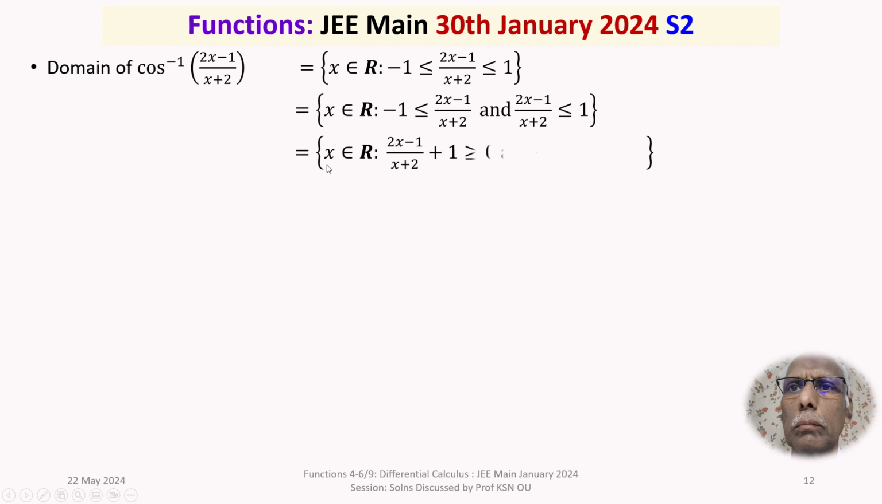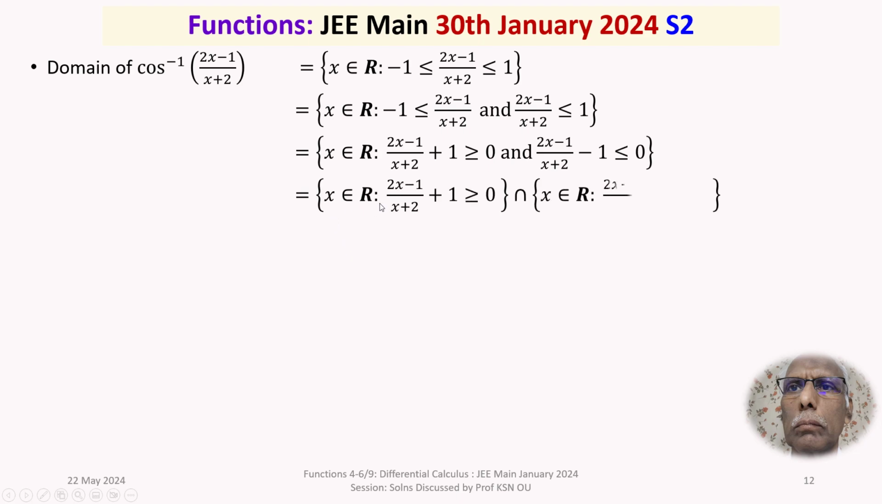This is the set of all those x belongs to R such that (2x minus 1) by (x plus 2) plus 1 is greater than or equal to 0, and (2x minus 1) by (x plus 2) minus 1 is less than or equal to 0. Because this is the intersection, you have to consider x belongs to R such that (2x minus 1) by (x plus 2) plus 1 is greater than or equal to 0, intersection with the set of all those x belongs to R such that (2x minus 1) by (x plus 2) minus 1 is less than or equal to 0.